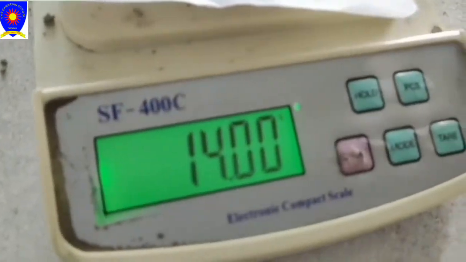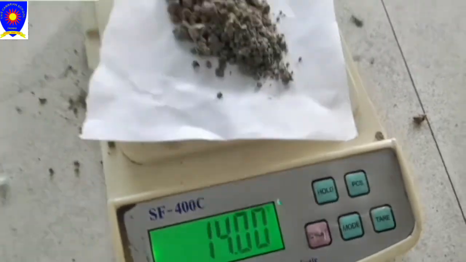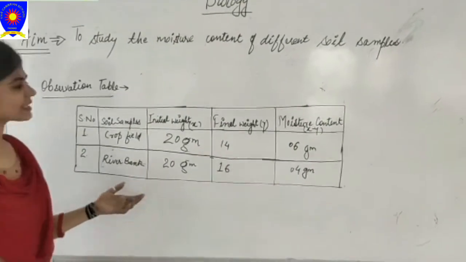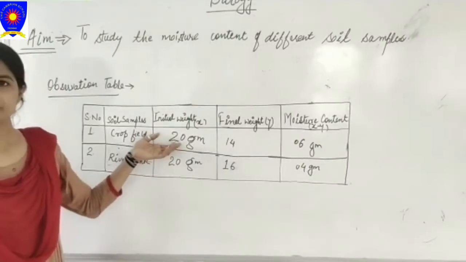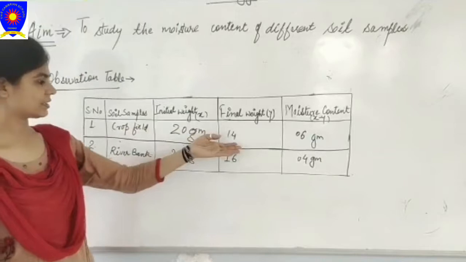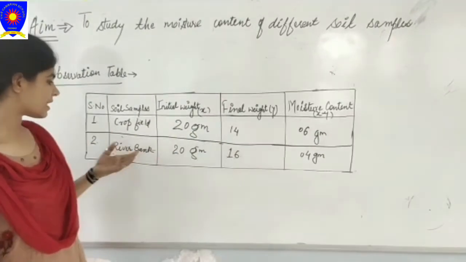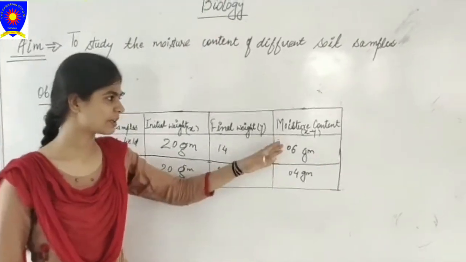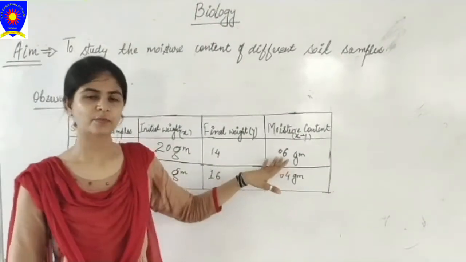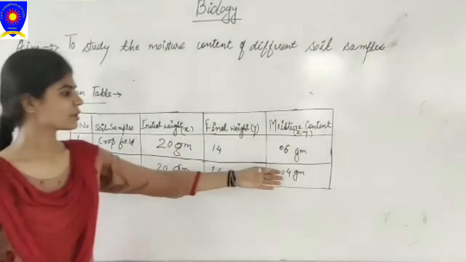Now I'll write these readings on the board to show you the calculations. Initially we took 20 gram of the soil sample, and the final weight was 14 gram for the crop field soil and 16 gram for the river bank soil. So you can see the moisture content: the crop field soil was holding 6 gram of moisture and the river bank soil was holding 4 gram of moisture.